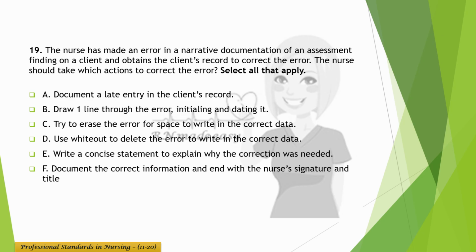Question 19. The nurse has made an error in a narrative documentation of an assessment finding on a client and obtains the client's record to correct the error. The nurse should take which actions to correct the error? Select all that apply. A. Document a late entry in the client's record. B. Draw one line through the error, initialing and dating it. C. Try to erase the error for space to write in the correct data. D. Use whiteout to delete the error to write in the correct data. E. Write a concise statement to explain why the correction was needed. F. Document the correct information and end with the nurse's signature and title.